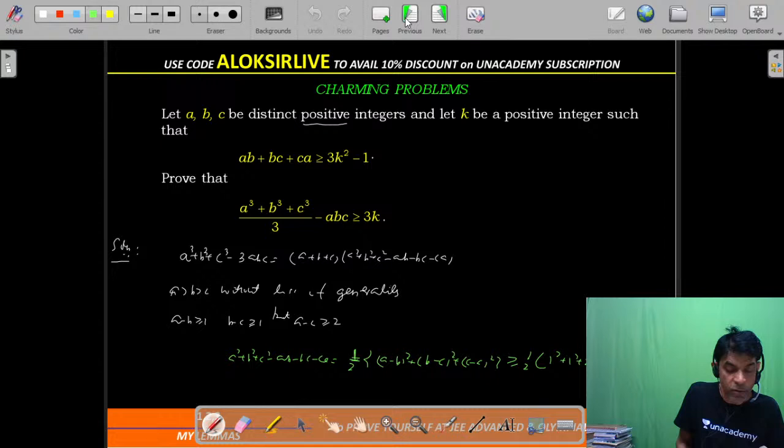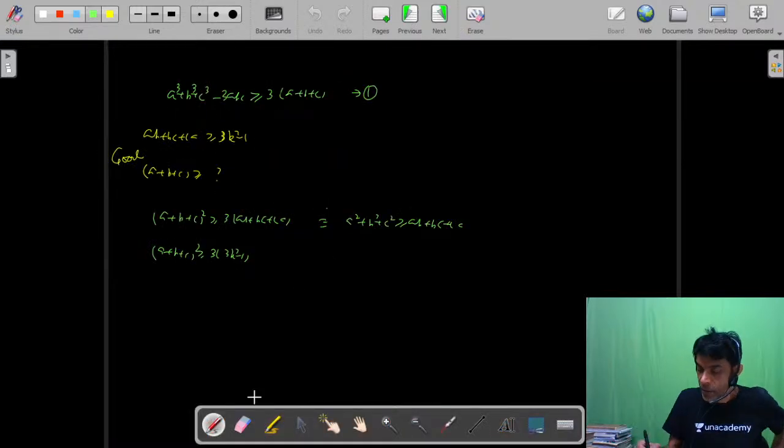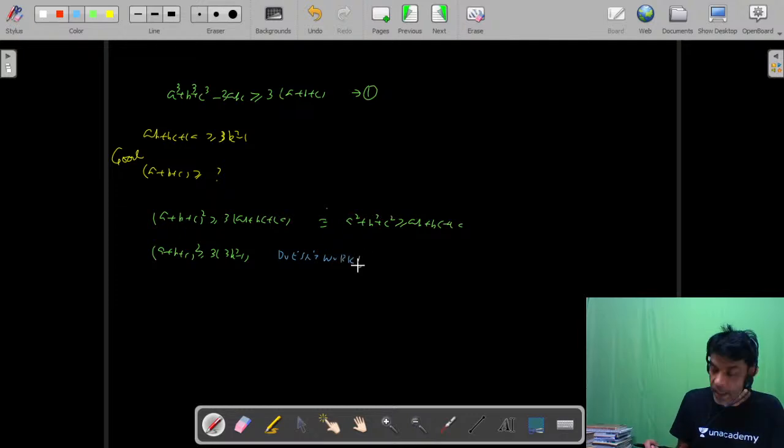What has gone wrong? They are distinct positive integers, so maybe we are selling it too short. We are not making full advantage of that. This is not a good bound. It will fall short of the answer. So this does not work, because a, b, c are given to be integers, and so our bound is not really a good bound. For real numbers, it might have been a good bound.